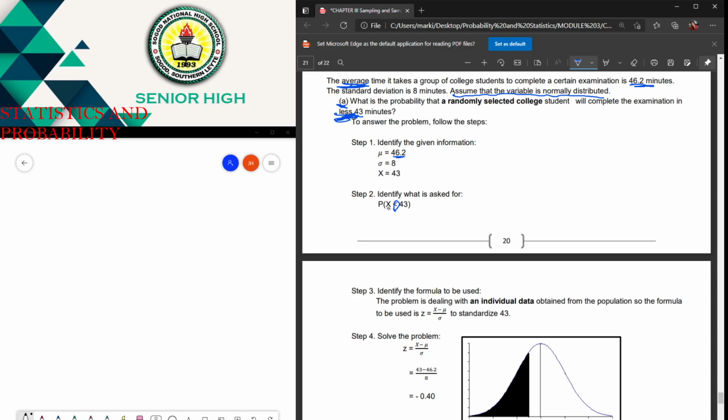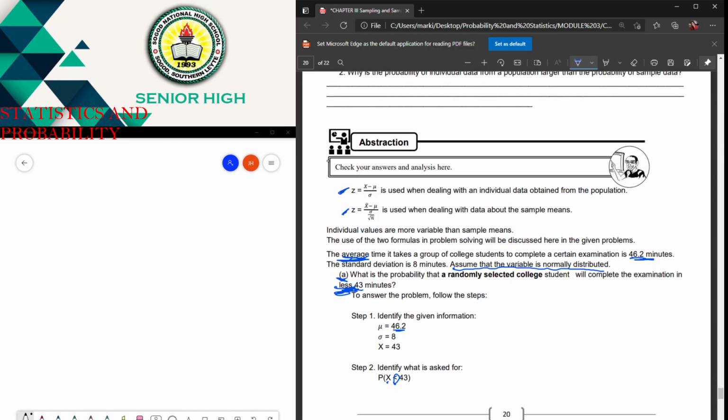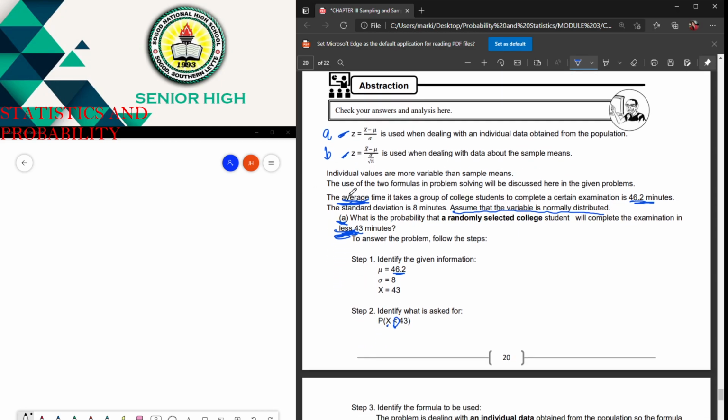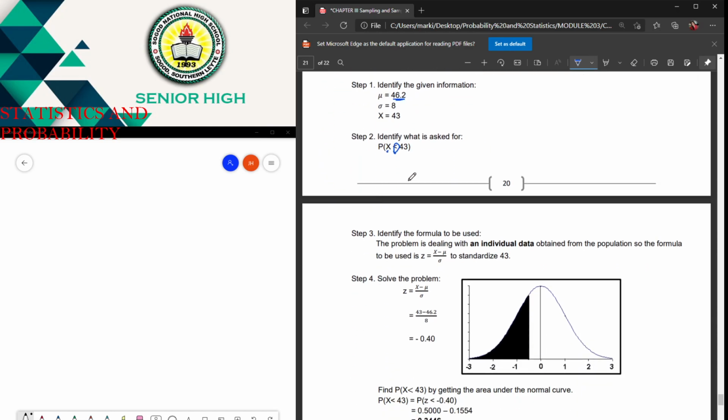Again, we are using x here because it is not yet in z form. That's why in step 3, we identify the formula to be used. We have two choices here, A or B. Is it from a population or a sample mean? Yes, it is a population. So we are going to use formula A: z is equal to x minus mu over the standard deviation, to standardize 43.